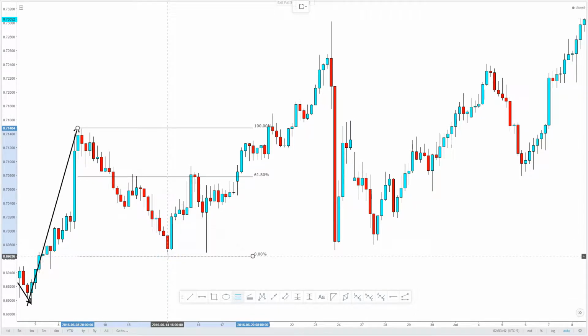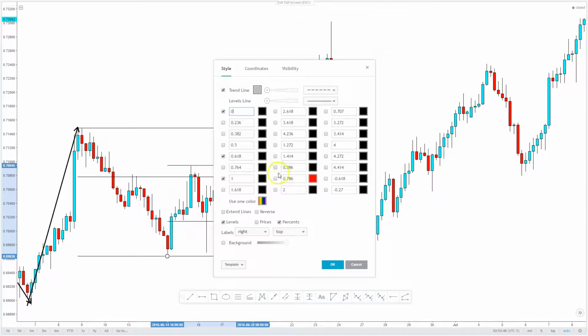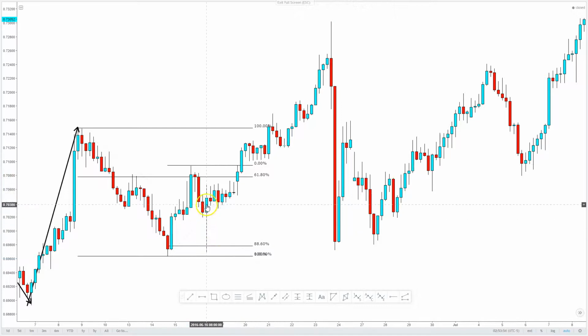Okay, so now I'm going to measure from this low to that high, right? And I know it came in all the way to 886, right? Alright, so you see how that spike came all the way down to 886? It's beautiful. It looks like we have an X, A, B, 618 retracement, C, 886. Let's see where that D point is going to hit.